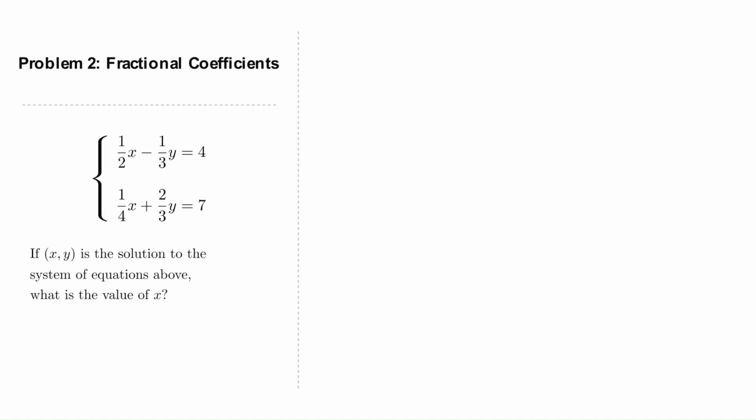In this problem, we're asked to find the value of x from a system of equations that contains fractional coefficients. Whenever fractions appear in a system of equations, the first step is to eliminate them by multiplying each equation by the least common multiple of the denominators. This makes the rest of the algebra much simpler and reduces the chance of making arithmetic mistakes.